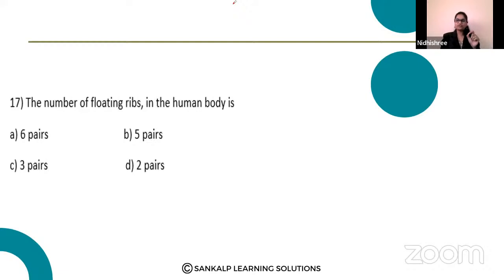See, very simple question, very easy question. This we read, I think, in 6th and 7th standard actually. Only few, 4 or 5 of you answered it correctly. Most of you answered it wrong. They are asking floating ribs, not the ribs. So the right answer is option D, that is 2 pairs. Now many of you answered as option D.